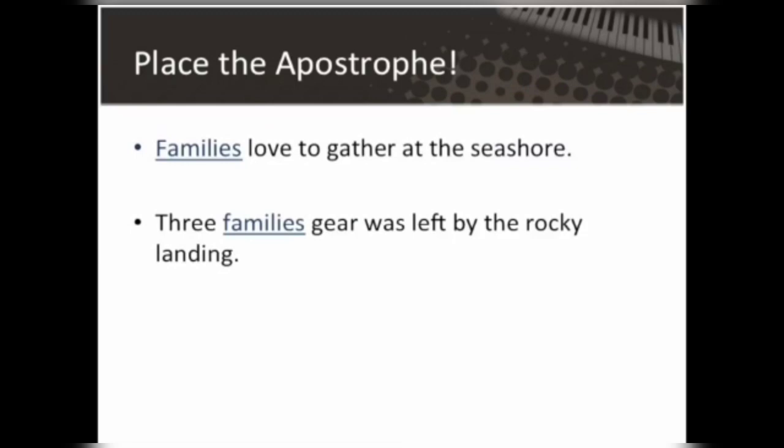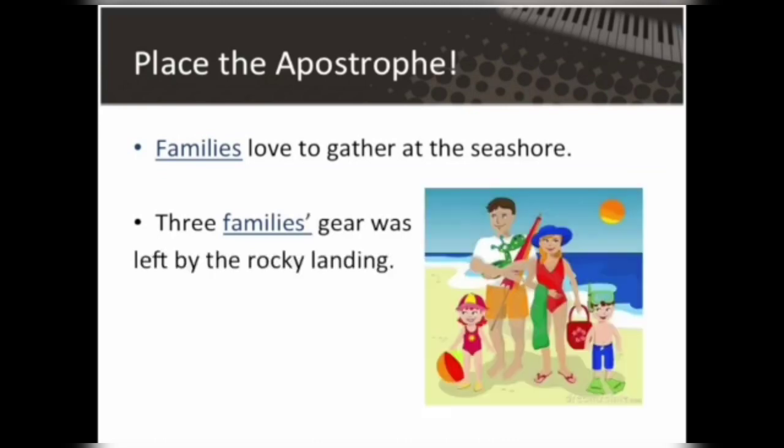First, families love to gather at the seashore. Second, three families' gear was left by the rocky landing. So in the first, it is the plural form of families, right? Love to gather at the seashore, while three families' gear. Whose gear? Three families' gear. Ownership, belongingness of gear in the second sentence. So that's why the apostrophe mark is added, as it ends with s. So that's why we are not keeping apostrophe s another time. We are just keeping the apostrophe mark after s.